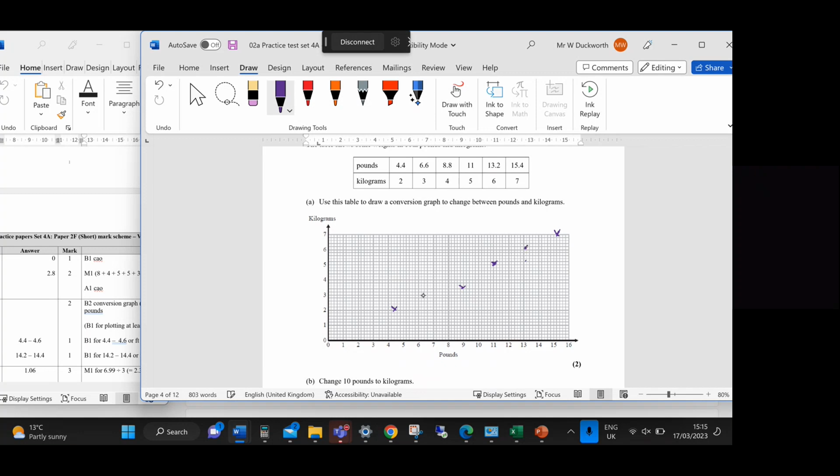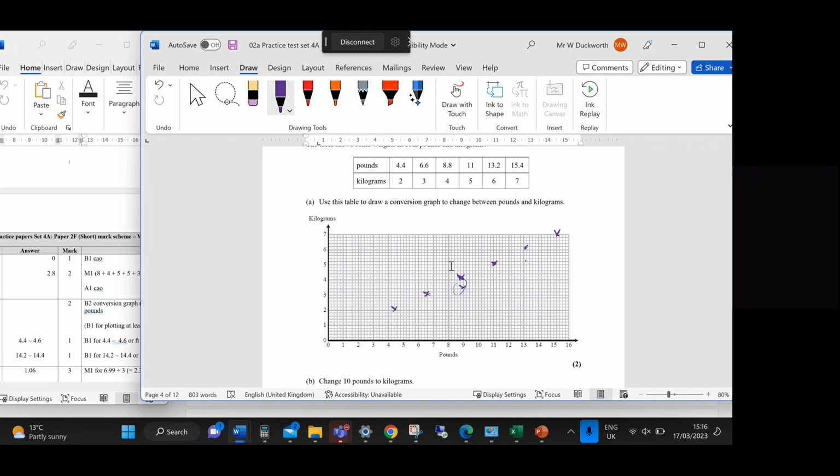So looking at this, this point looks in the wrong place. Let's just see whether it is or not. It is quite considerably out. I should have gone 4, 8.8. So I've drawn mine too low. So that should have been there. And then I've missed out 3 and 6.6. 3 and 6.6. And then there we go. Now we've got a straight line. We join them up with a ruler, and that's basically our conversion graph.